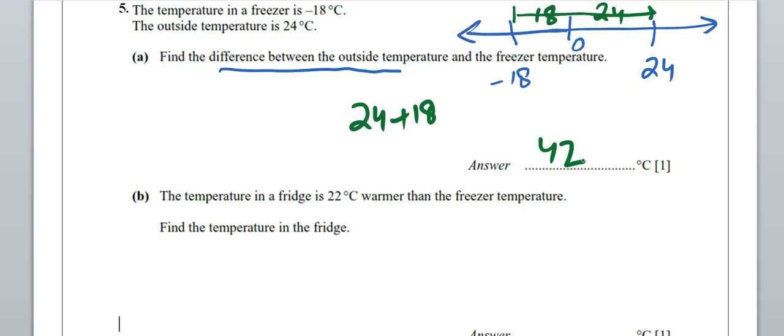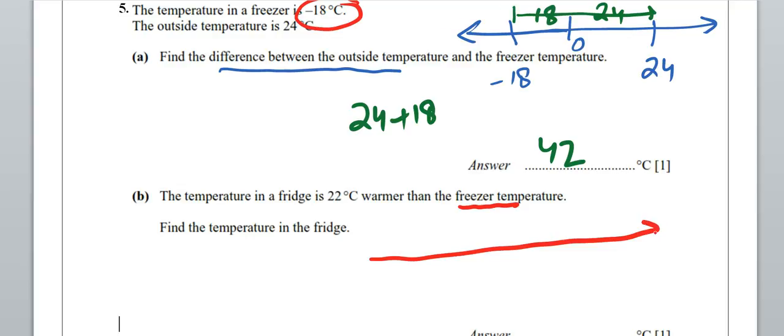Next, part B. The temperature in a fridge is 22 degrees centigrade warmer than the freezer temperature. So freezer temperature first. What was the freezer temperature here? The freezer temperature was minus 18 degrees centigrade.